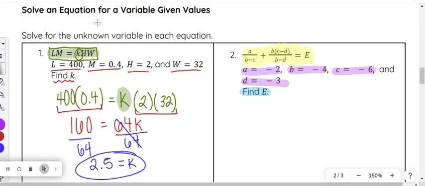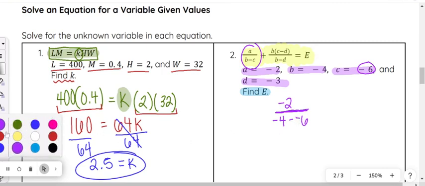In this equation, we can plug in for A, B, C, and D. Starting with the first fraction, we have A, which is -2, over B minus C. B is -4, then minus, and then our C is -6. Notice that is a double negative. In the next step, when we simplify, that will become -4 plus 6 because it is a minus minus, or double negative.